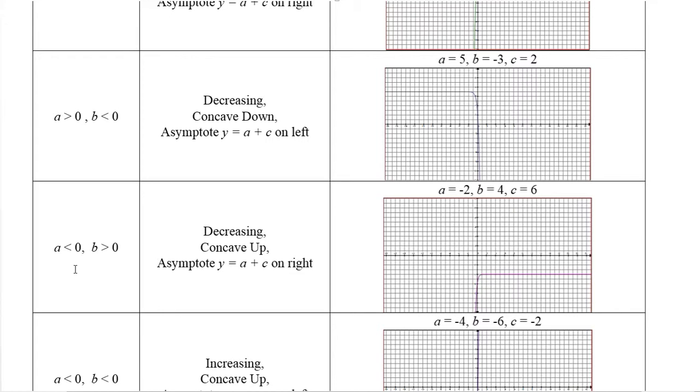Alright, what about if a is negative and b is positive? Then the original function is decreasing, concave up, and y equals a plus c is the horizontal asymptote, but this time on the right. So here we have it. Here's the new function here. a is negative 2, a negative number. b is a positive 4, and c is 6. And there is our graph.